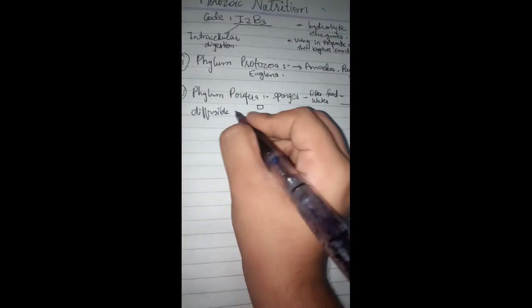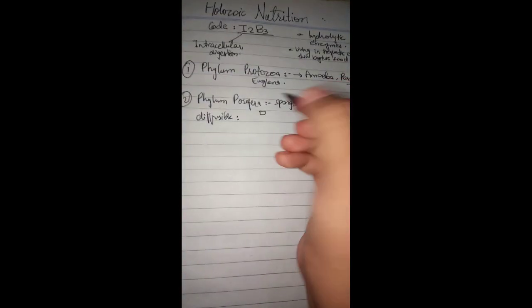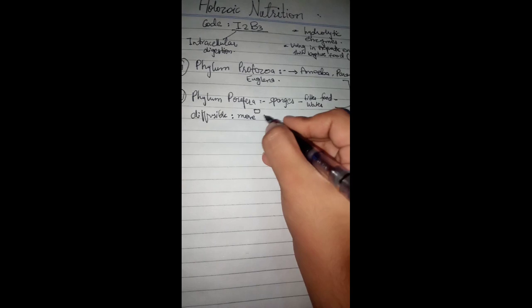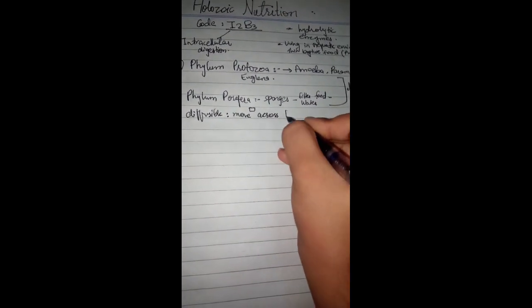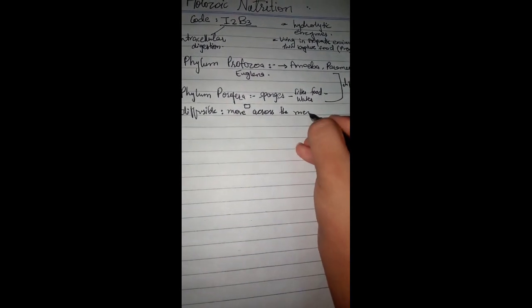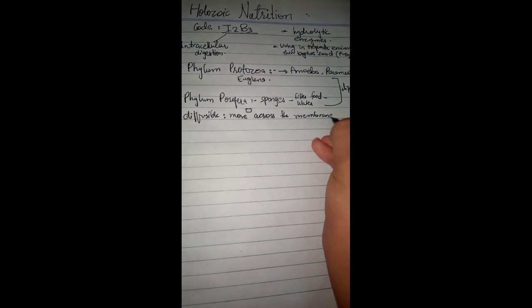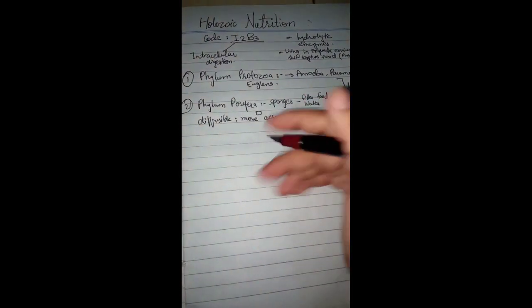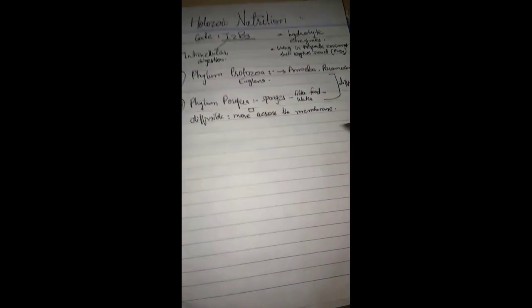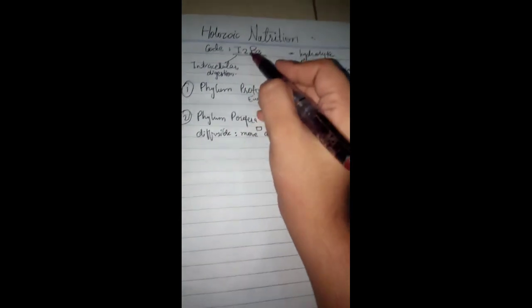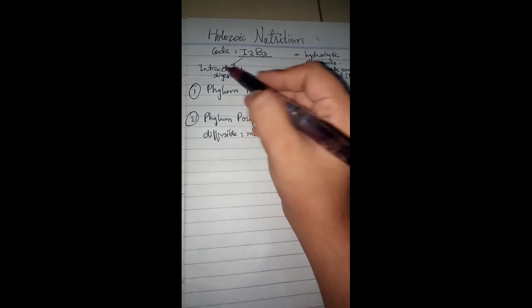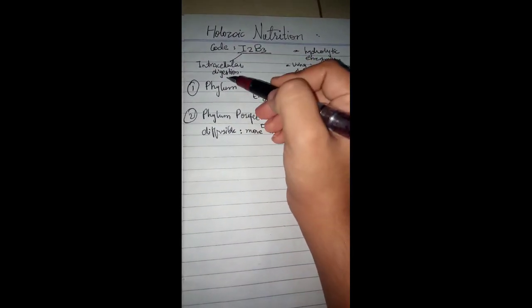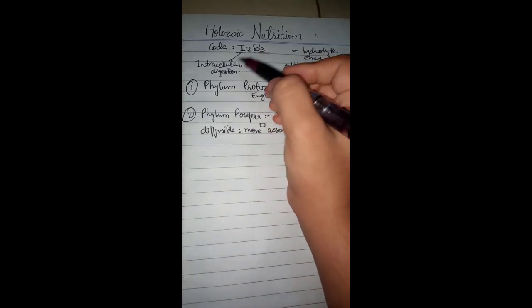Now what is the diffusible process? Diffusible are those which move across the membrane, as we studied in our botany lecture. So diffusible means moving across the membrane. These are the phyla for I2, where I means intracellular digestion, and we have only two phyla in intracellular.